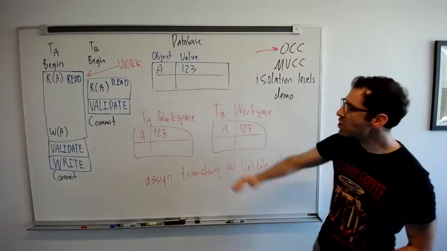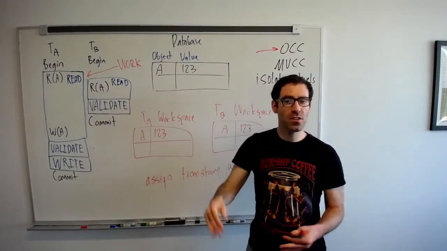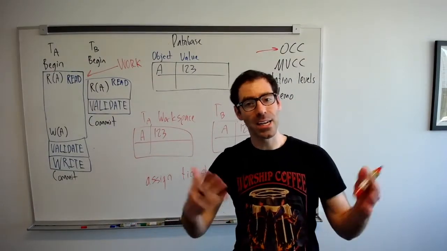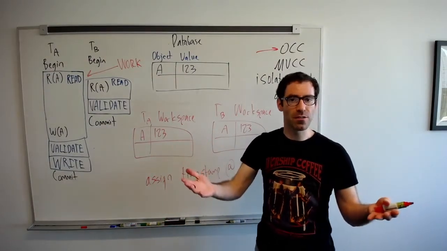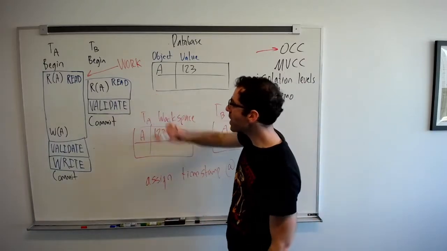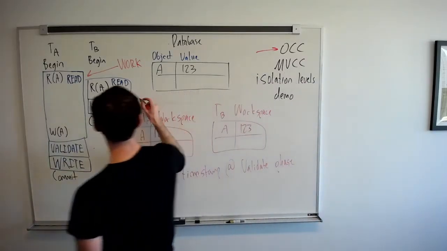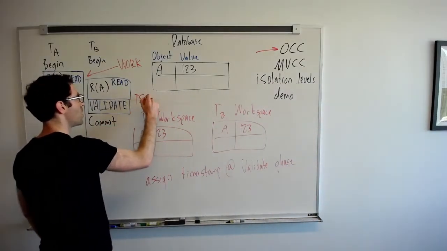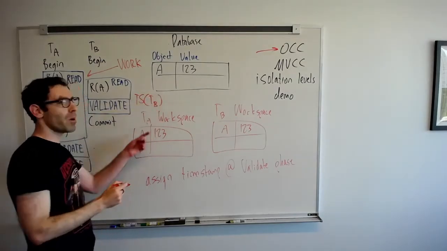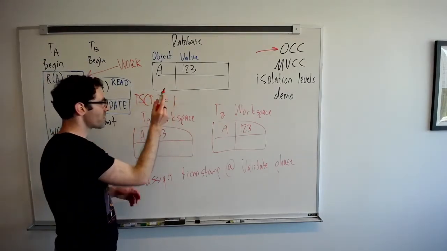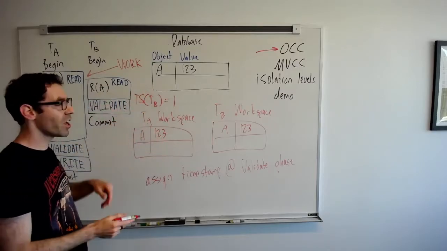So a transaction that has not reached its validation phase does not yet have a timestamp, and its timestamp is viewed as effectively infinity. So once we get to our validate, we're going to say, all right, timestamp of transaction B gets assigned to be 1, let's say. We're just starting off at 1.